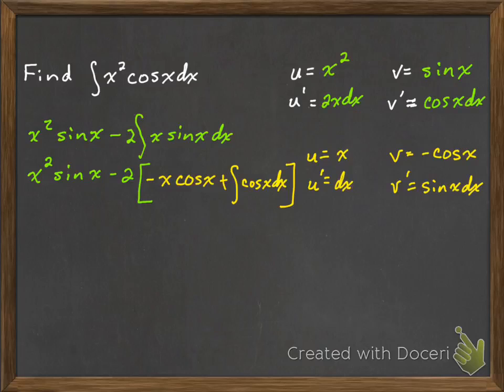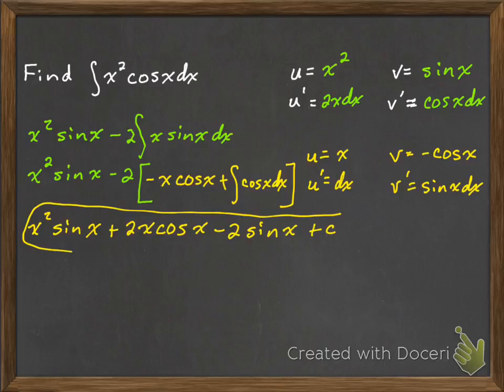All right, so let's rewrite the first part. X squared sine x, nothing happens there. Negative 2 times negative x becomes plus 2x cosine x. Distribute the negative 2 to this integral. It becomes minus 2 times the integral of cosine x, which is sine x. And then we have plus c tacked on the end.